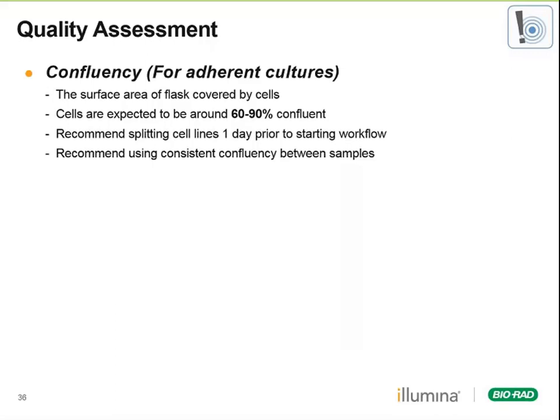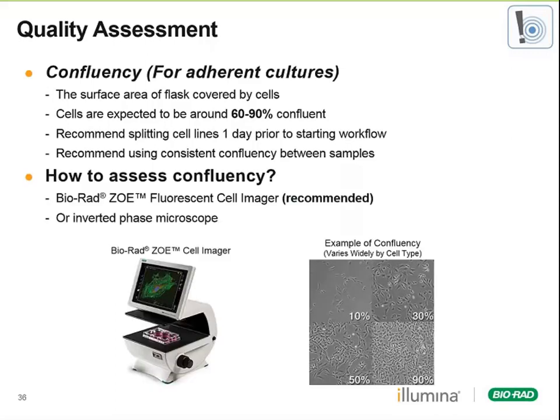Finally, it's best practice to use a consistent confluency between samples. Confluency can actually change RNA expression, so you want to avoid introducing that into your experiment. How do we assess the quality? We recommend the Bio-Rad Zoe fluorescent cell imager. You could also use an inverted phase microscope. And I've provided an example of what different confluency looks like on the right.